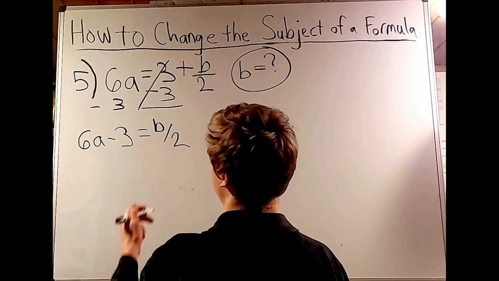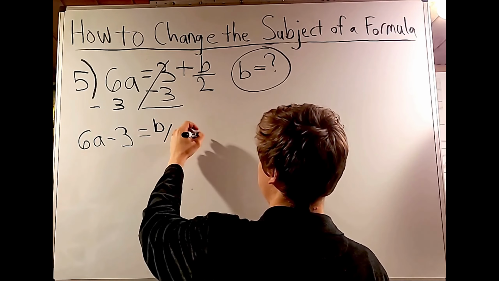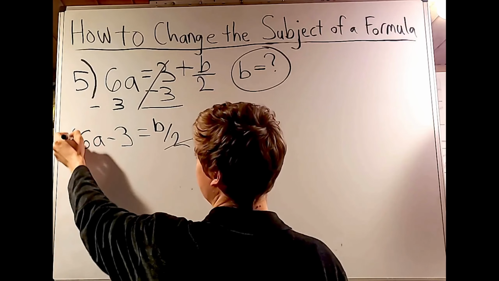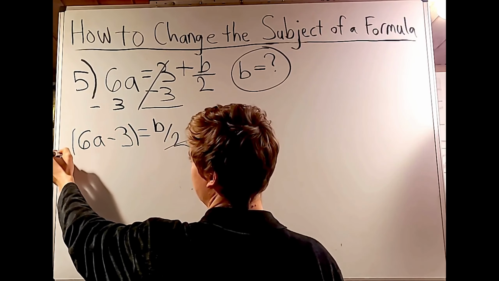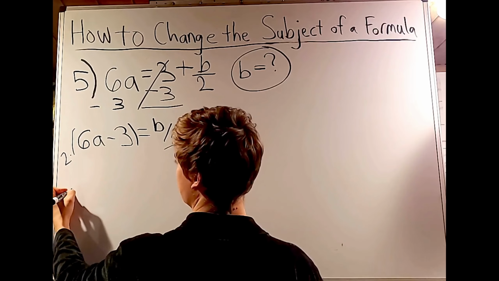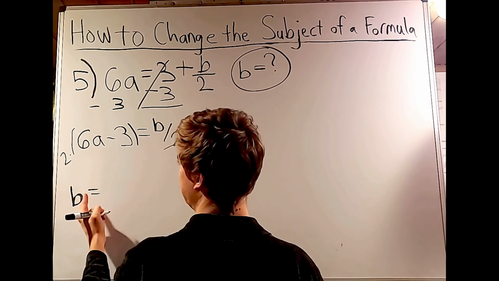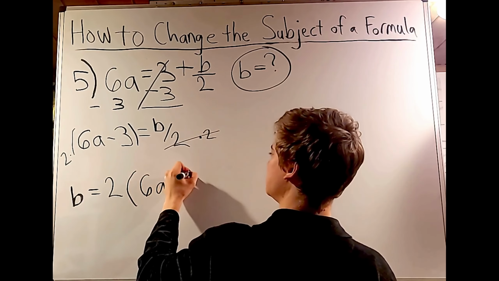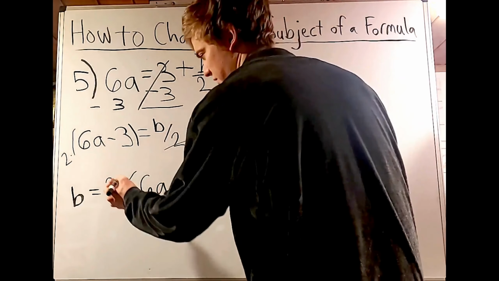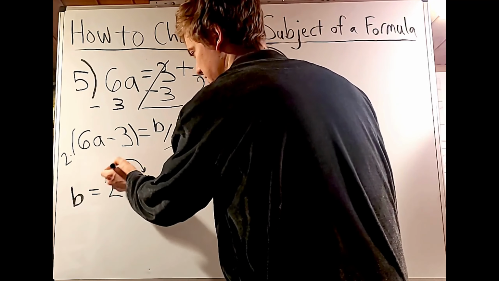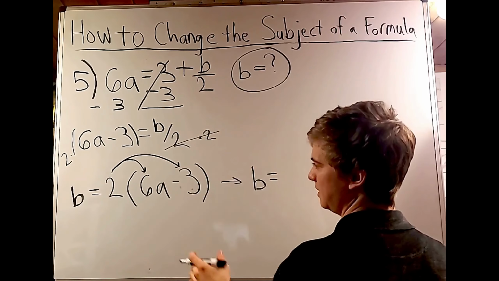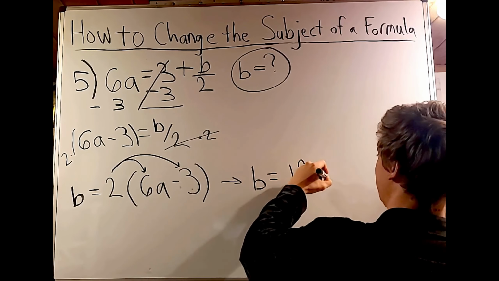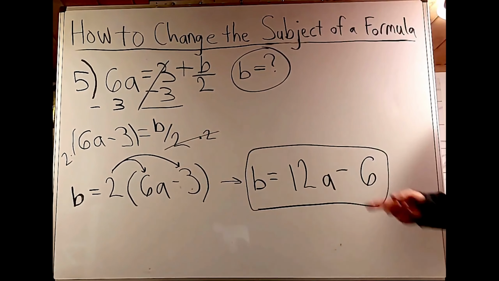That is now equal to b over 2. Okay, now again, we want to isolate b, so we're just going to multiply by 2, and we're going to multiply everything here on the left side also by 2. I'm going to rewrite the formula starting with b on the left side. Now we have b equals 2 times 6a minus 3. Now again, it would be a good idea to expand this, especially with these simple numbers we're working with here. Now this formula is going to turn into b equals 12a minus 6. And that is going to be our final answer.